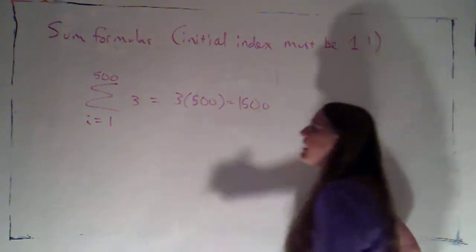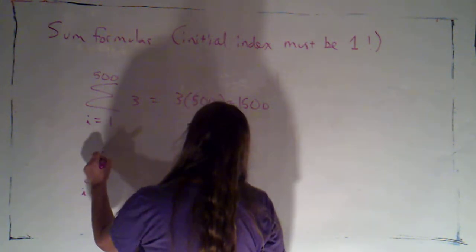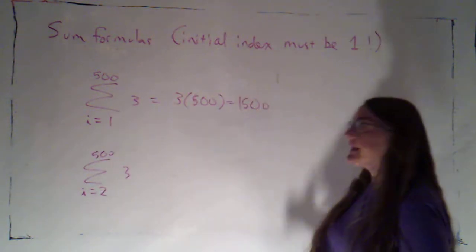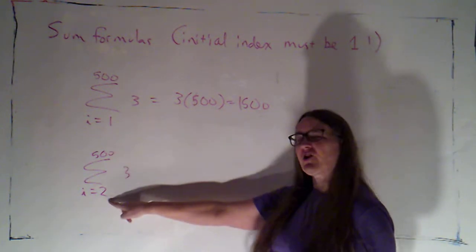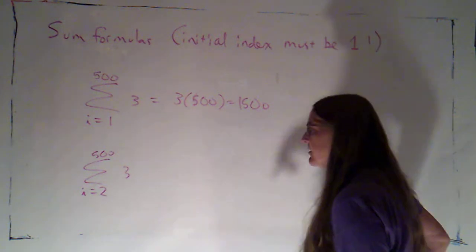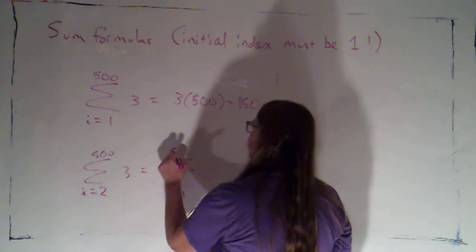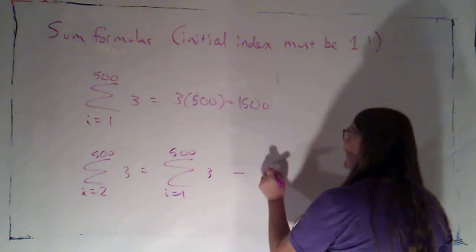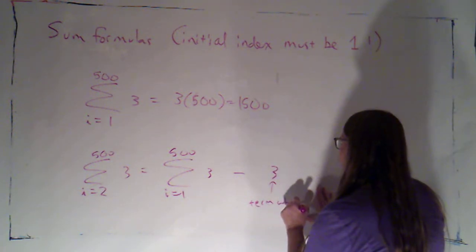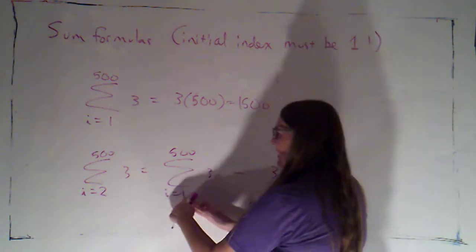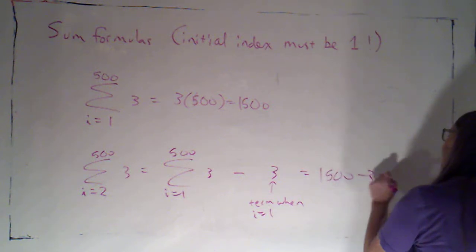Okay. Now, if I had the sum as i goes from 2 to 500 of 3, that is not 1500, because I don't have 500 terms, because I didn't start at 1. Here's sort of the way I think about it. It's the sum as i goes from 1 to 500 of 3 minus 3. That would be the term when i is equal to 1. So now I can say, oh, that's 500 copies of 3, so this would be 1500 minus 3.